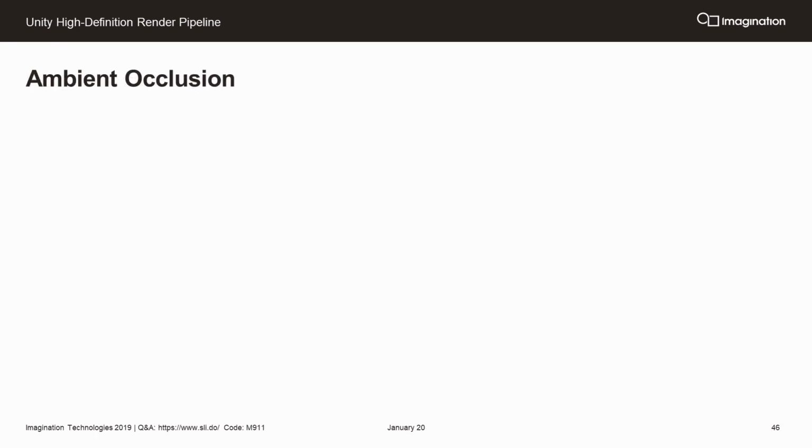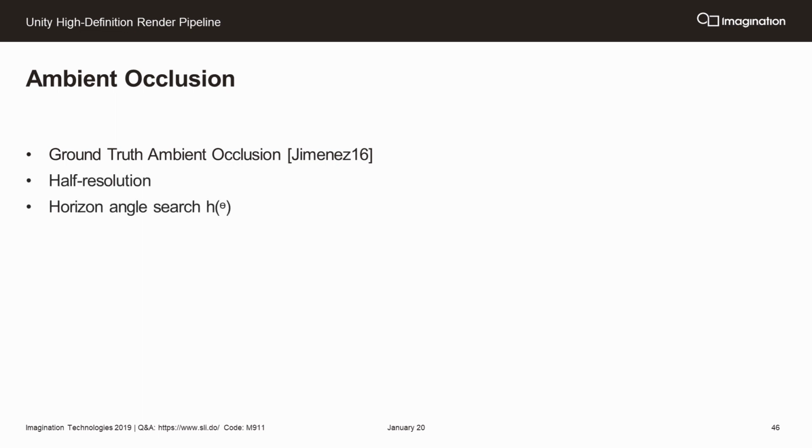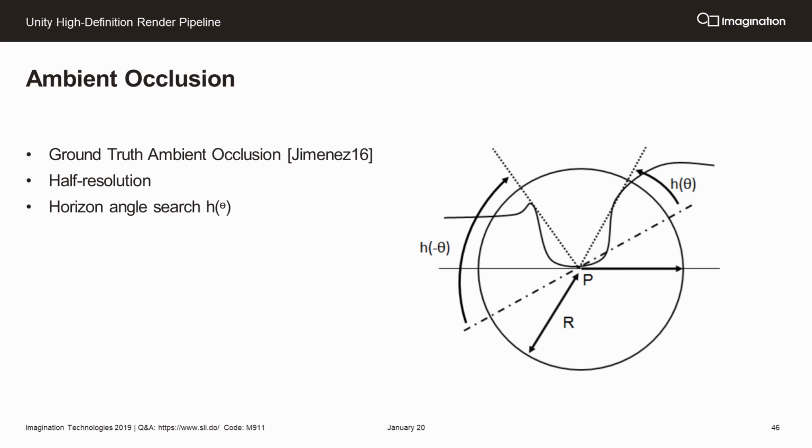This is based on the ground truth ambient occlusion technique shipped in many AAA titles, and the technique here is performed at half resolution, and the bulk of the time is spent on finding the horizon angle, which is the h theta angle seen in the diagram here, and p here is the position in the depth buffer, and r is the sampling radius. This technique utilizes spatial and temporal filters to improve performance and quality.